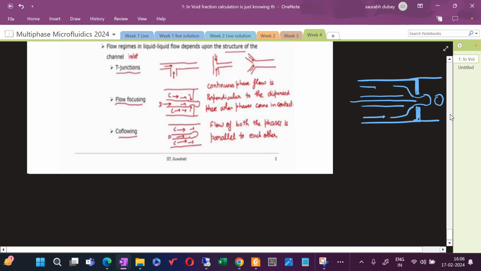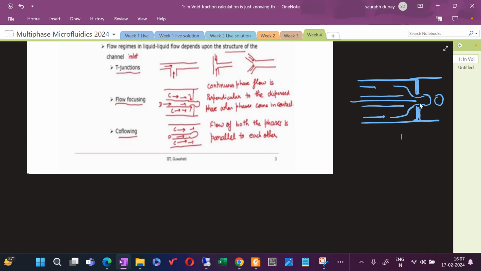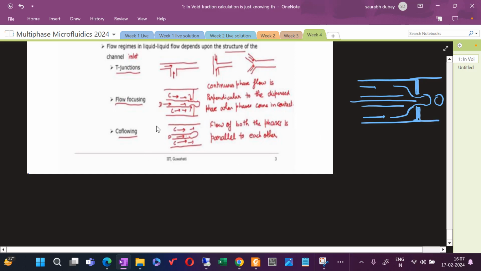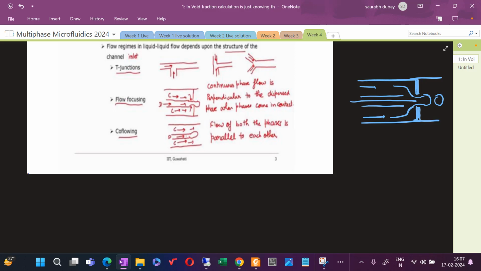in the flow focusing channel system, and another one is the co-flowing channel. In the co-flowing channel, there will be no stopper. This will be like a continuously co-flowing channel. In the annular region, the outer flow is happening, and in the inner core region, the inner flow is happening. Flow of both the phases is parallel to each other in the co-flowing region, and in the flow focusing region, the continuous phase flows perpendicular to the dispersed phase when the phases come in contact. So that's the point and the answer to the question.